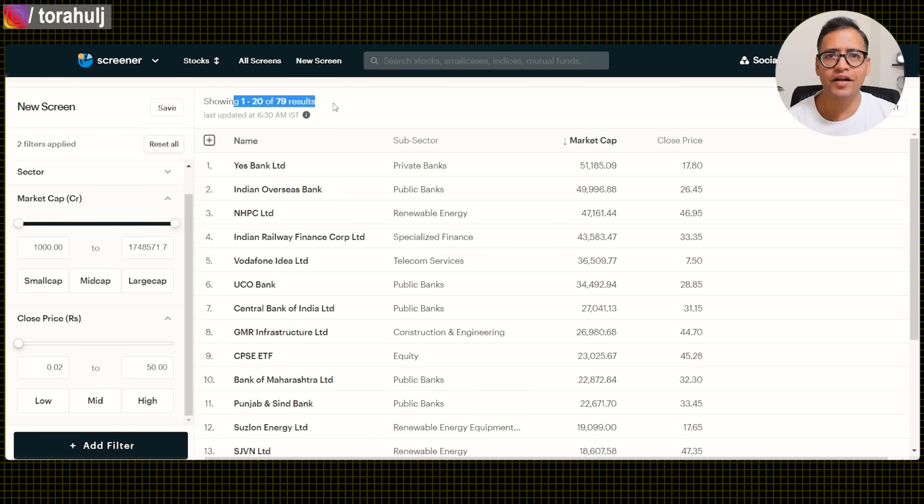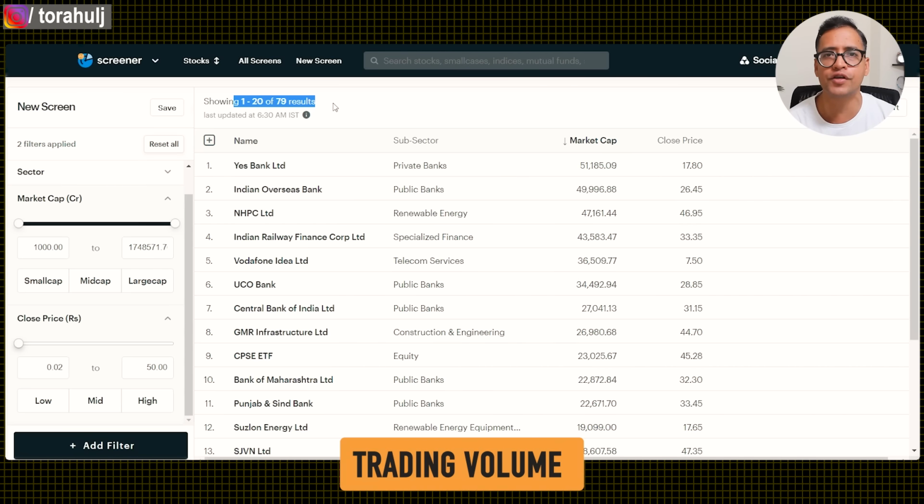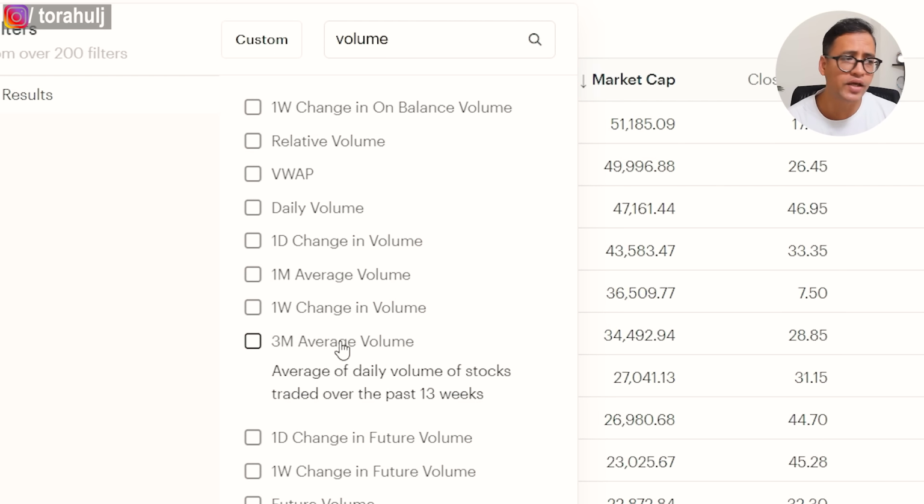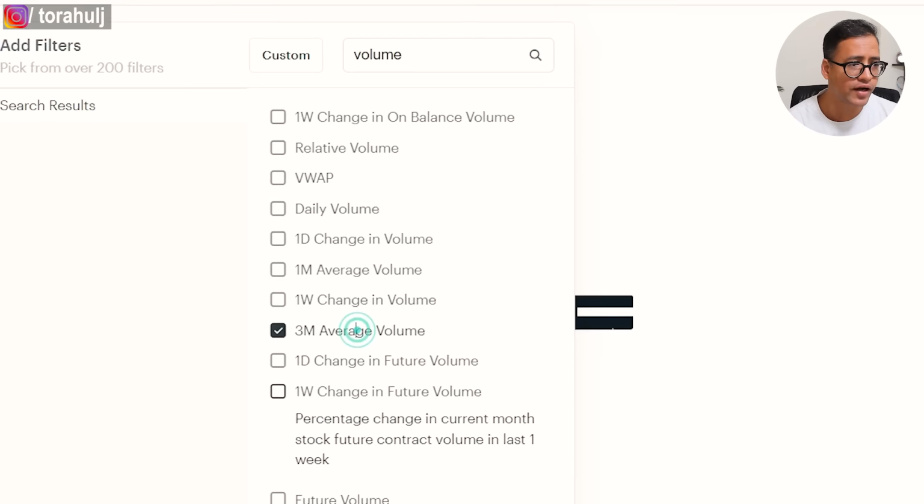The next criteria that we are going to use is extremely important in the case of penny stocks, and the criteria is the trading volume of the stock. So let us go ahead and add that. So we go to add filter and select last 3 months average volume, meaning that in the last 3 months, what is the average of daily volume that the stock has been trading at? So let us go ahead and add that.